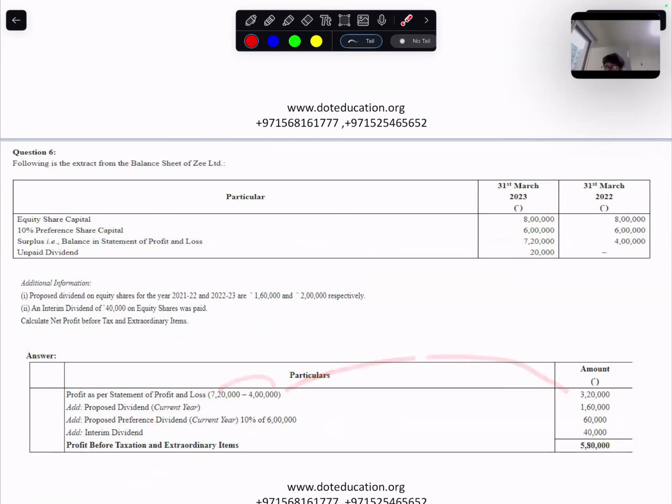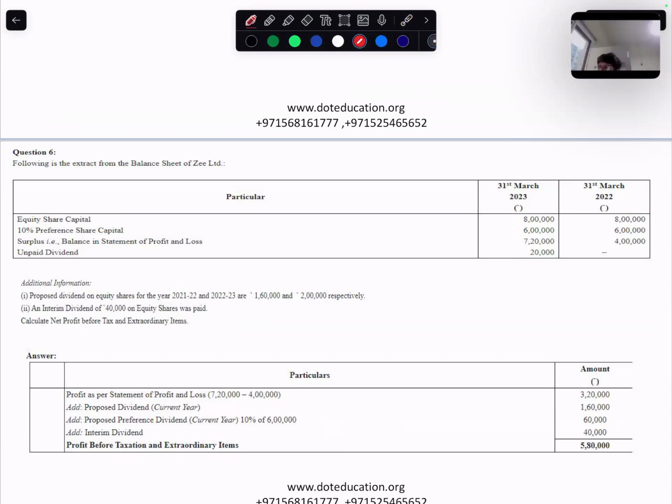In that, you're going to add dividend, interest, tax. Okay, fine. Proposed dividend. Now let's see. You have equity shares, you have preference shares, you have unpaid dividend.